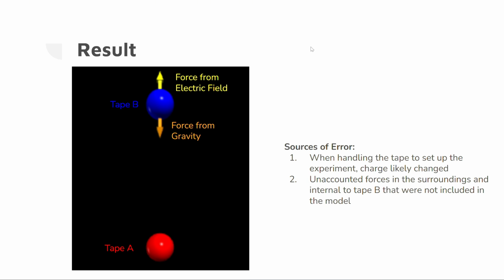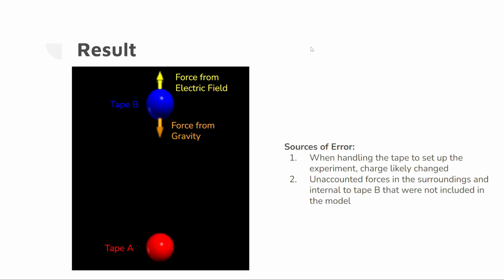So this model is not exactly representative of what was happening in the real world. As described earlier, a lot of assumptions were made when setting it up. And then also we have the sources of error here on the right. First one is that when handling the tape, the charge of each tape likely changed. If it accidentally rubbed up against an object or we touched it with our hands too much, electrons could have jumped to and from the tape, changing its overall charge.